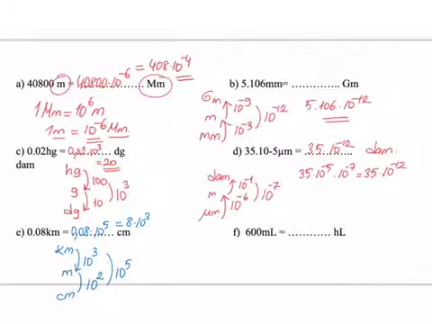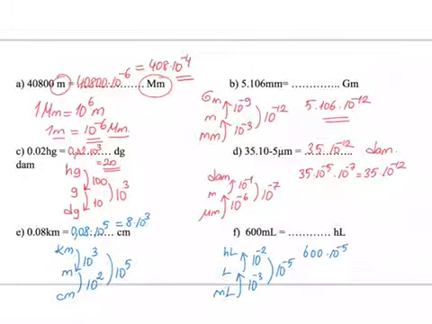And the last one, converting 600 milliliters into hectoliters. I'm going to convert milliliter to liter and then hectoliter. Converting milliliter to liter, I multiply by 10 to minus 3. Converting liter to hectoliter, multiply by 10 to minus 2, so equal to multiplying by 10 to minus 5. So this is equal to 600 times 10 to minus 5, which is equal to, in short, 6 times 10 to minus 3 hectoliters.